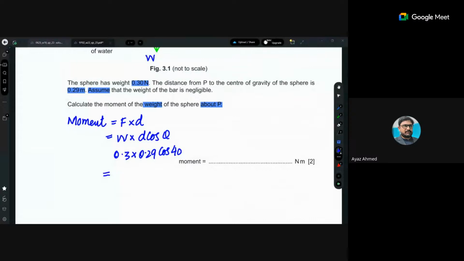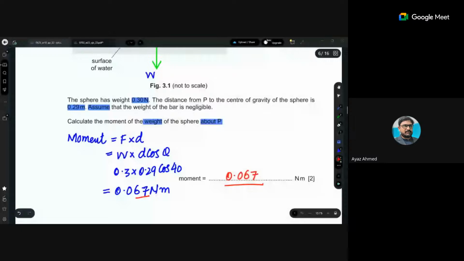क्या answer आएगा? 0.06, बस यही आ रहा है। 0.067 Newton meter। तो आप इसको round off करेंगे, आपका answer already 2 significant figures में है, तो हम लोग इसको लिख सकते हैं 0.067 Newton meter। ठीक है, यहाँ तक कोई confusion तो नहीं है? Clear है सारा?